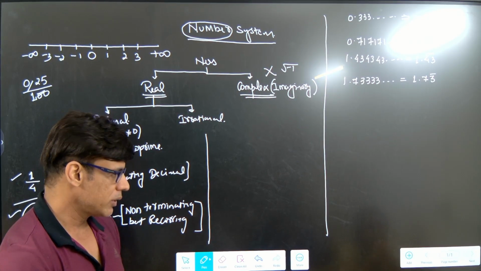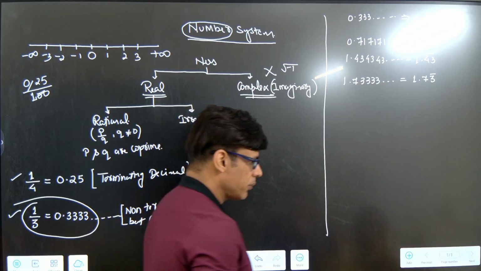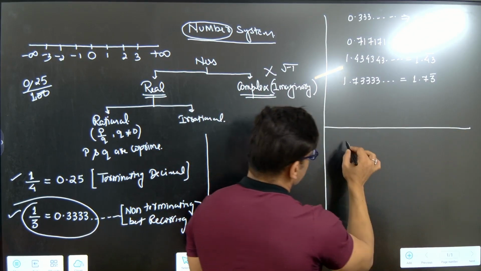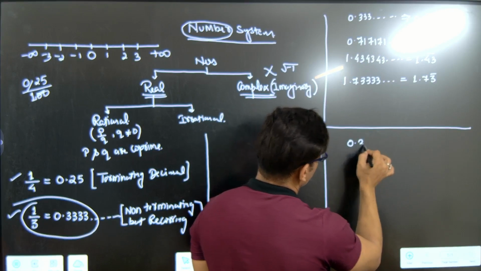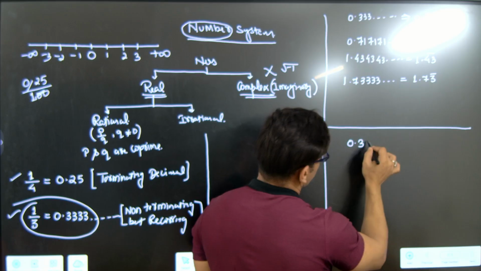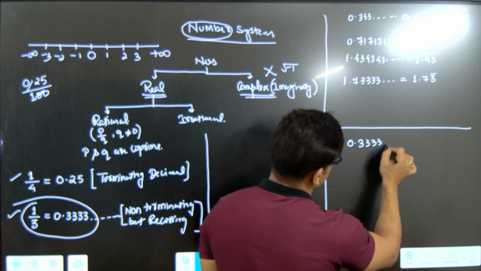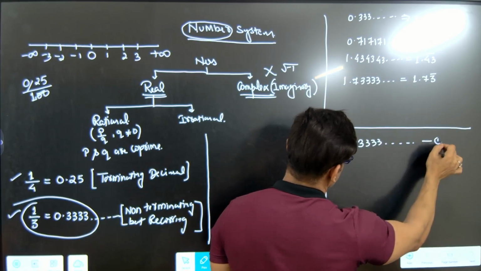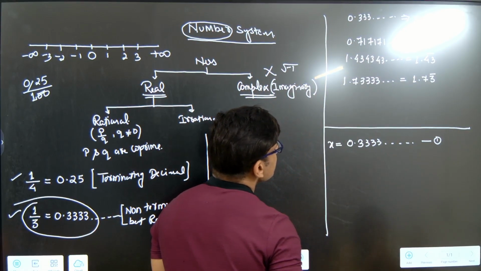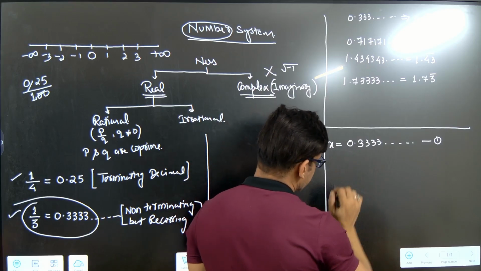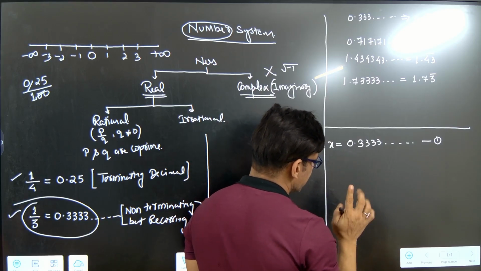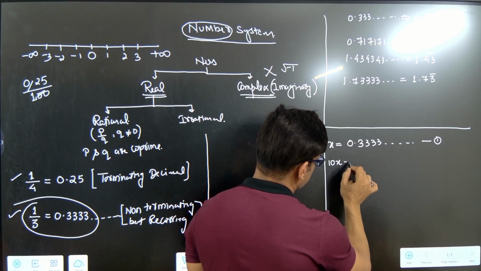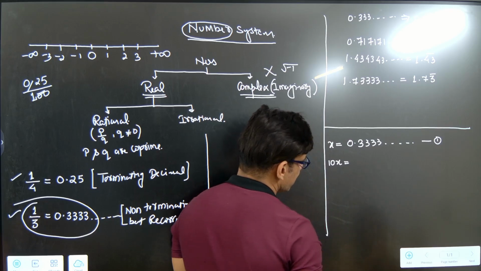So how to convert all such numbers into the form of p by q? Let's try to understand it. First one, the way you did it in school. 0.3333, let's say this is equal to x. First equation. After the decimal, how many digits are repeating? Only one digit, 3. So multiply both sides by 10. If 2 digits are repeating, multiply both sides by 100.